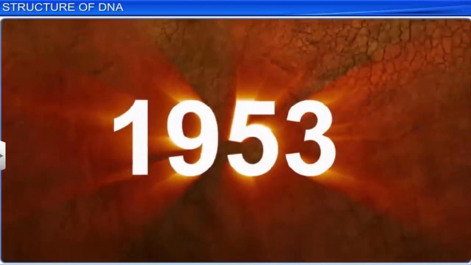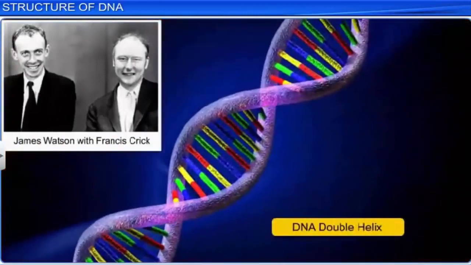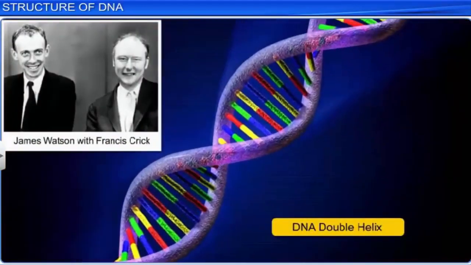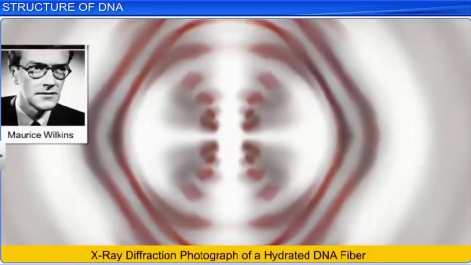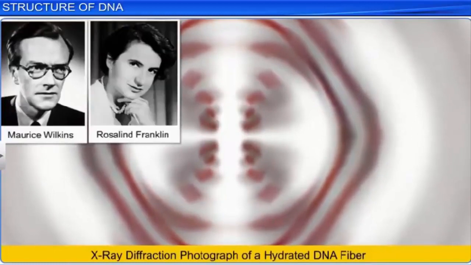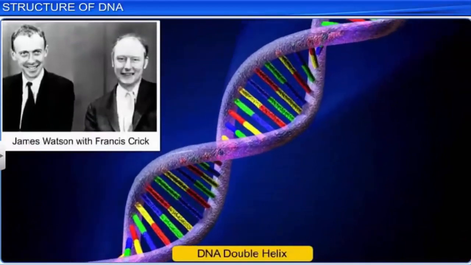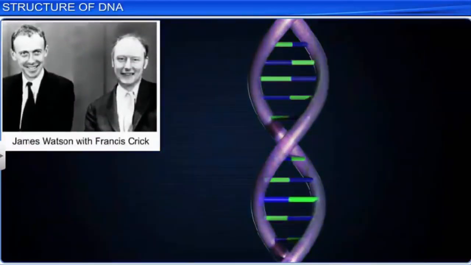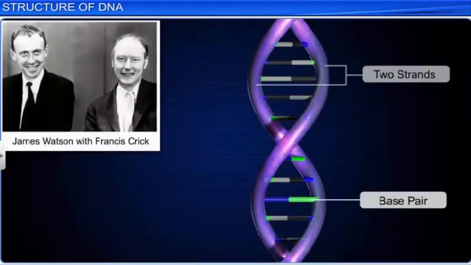Finally, in 1953, James Watson and Francis Crick proposed a simple double helix model for the structure of DNA. They did this with the help of X-ray diffraction data created by Maurice Wilkins and Rosalind Franklin. Further, Watson and Crick proposed that base pairing existed between two strands of polynucleotide chains, which was a distinctive attribute of their proposition.